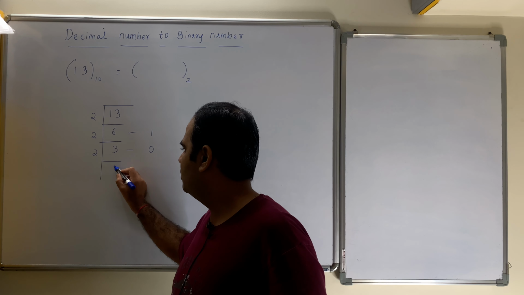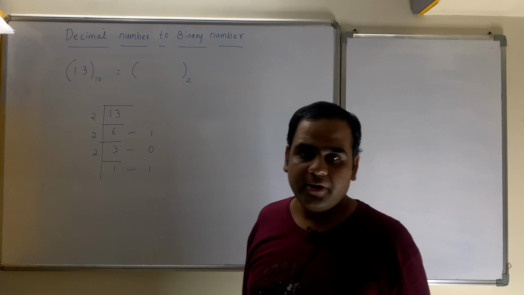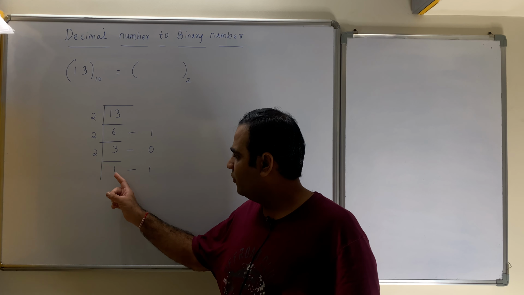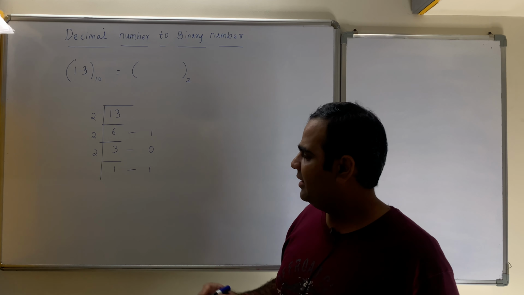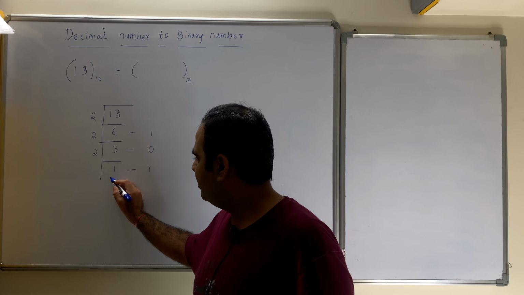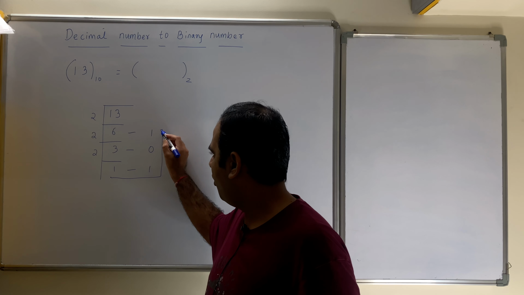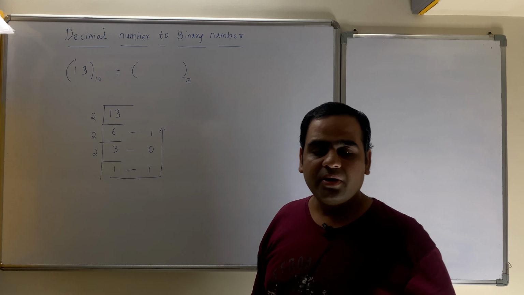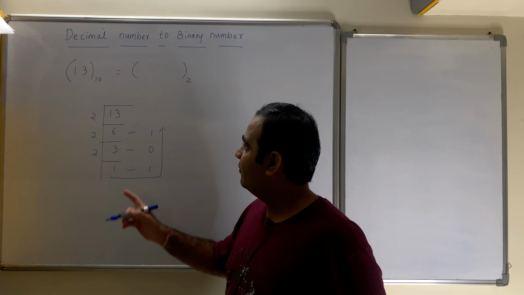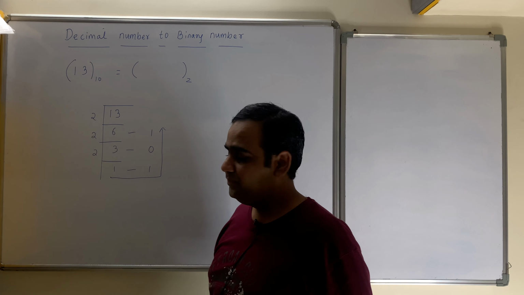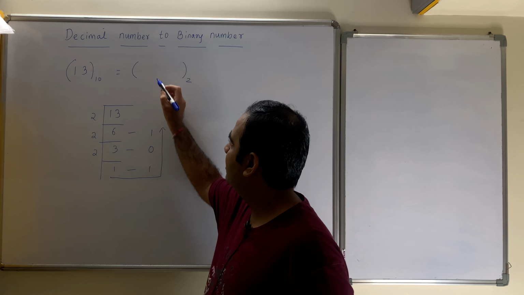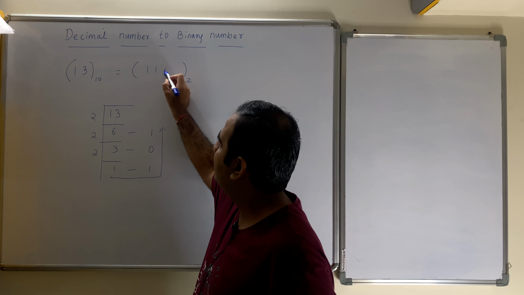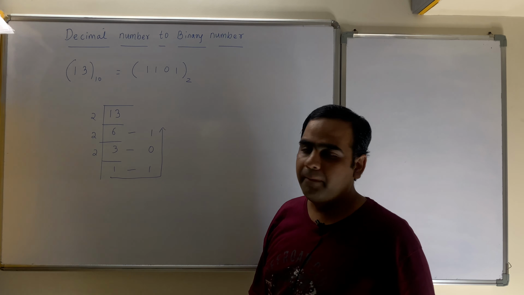2 1 ja 2, 1 is the remainder. Now whenever you get 1 as the quotient at the end, we stop, and we write these remainders from bottom to top. Therefore 13 in decimal is equal to 1101 in binary.